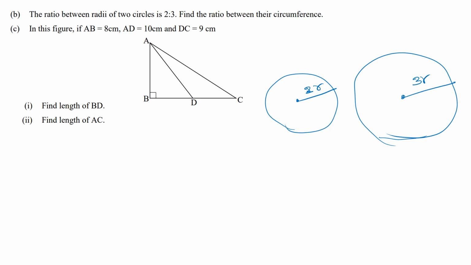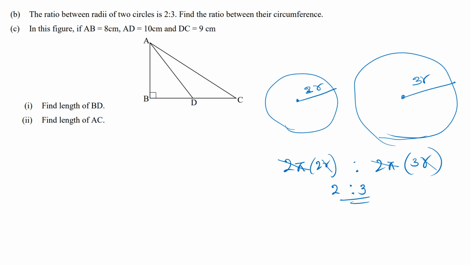So you can find the ratio between the circumferences. This is 2 pi r, meaning 2r. This is 2 pi r, meaning 3r. So you can divide both sides by 2 pi, and you can divide both by r also, then the ratio is 2 to 3. The ratio between the circumferences is also 2 to 3.